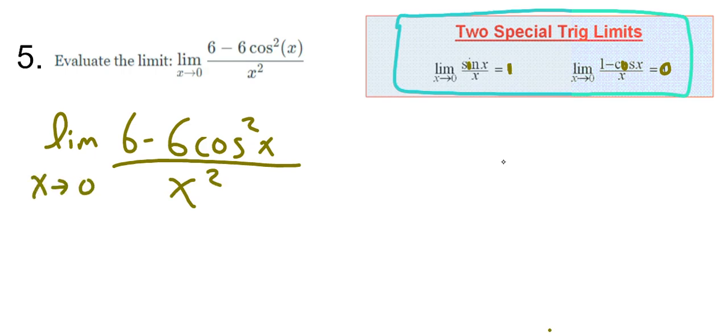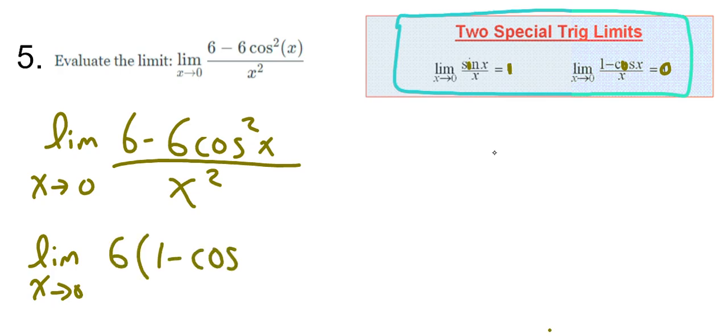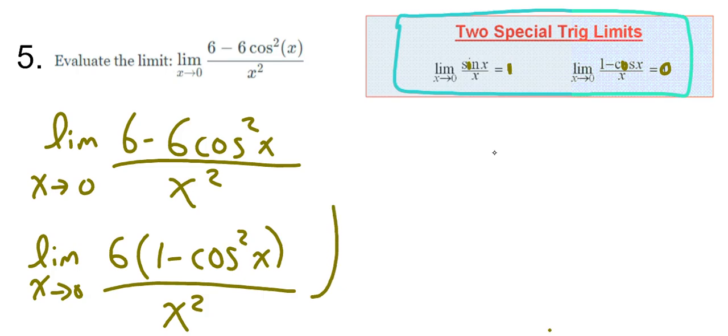Well, what I'm going to do is factor out that 6 and see what we have left. I take out the 6, and all of a sudden I'm like, oh, wait a second. I remember my identities, right? 1 minus cosine squared, who is that? That's right, that is sine squared. We know that. Hopefully you didn't forget.